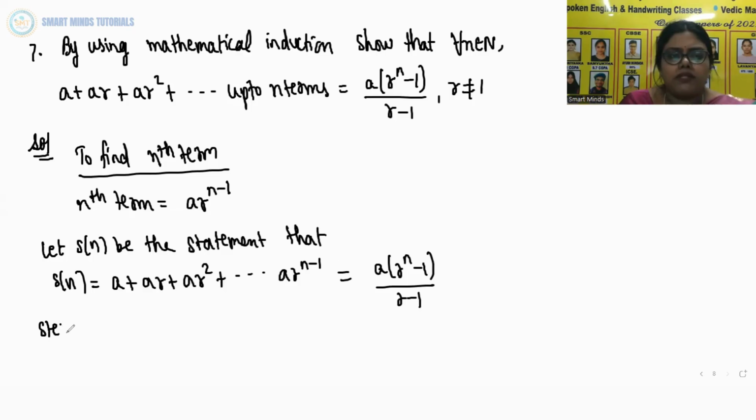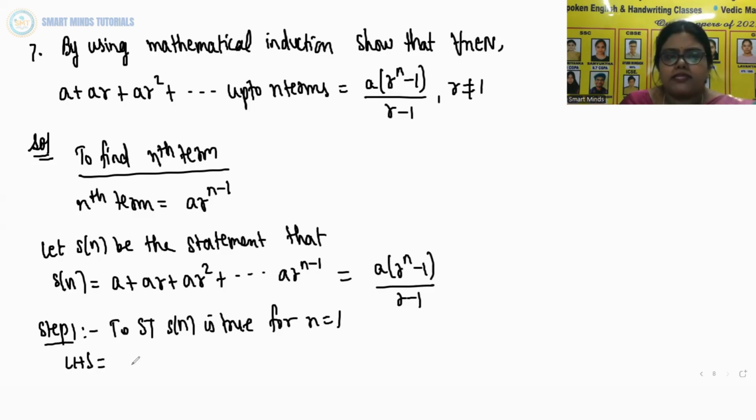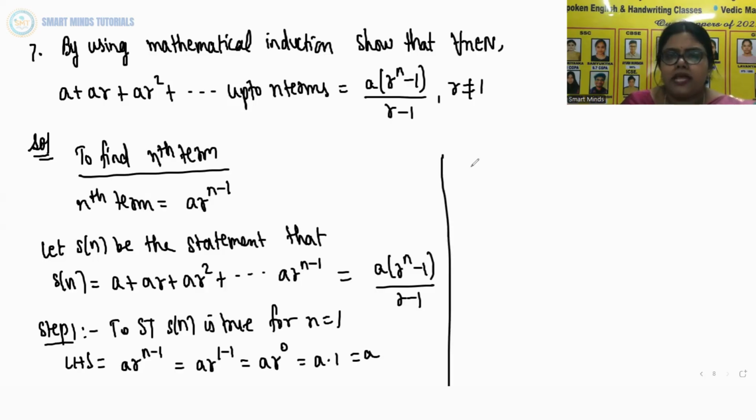Now we will start with step 1. Step 1 is to show that S of n is true for n is equal to 1. So first we will take LHS. In LHS we need to take nth term. Nth term is ar power n minus 1. So if you put n is equal to 1, you will get ar power 1 minus 1, that is ar power 0. But we know that anything to the power 0 is 1. So a into 1, that is a. So we got LHS as a.